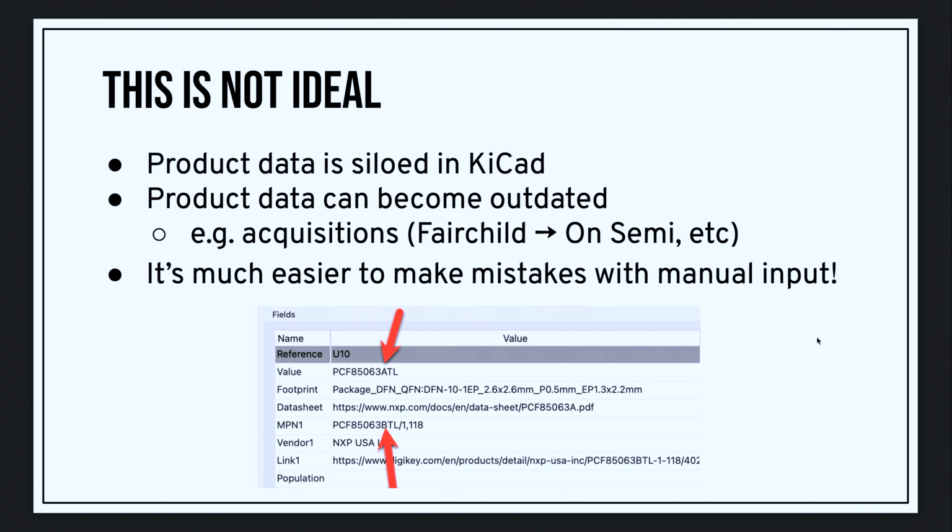And the last thing is that it's much easier to make mistakes with manual input. You can see here, this was a design that I worked on a while ago. There was a copy and paste error between the value field and the MPN field, and we built the boards with the SPI version of a chip instead of the I2C version, and nothing worked. So it's really easy to make these small errors if you're storing data in KiCad and copying and pasting from one design to the next design to the next design.